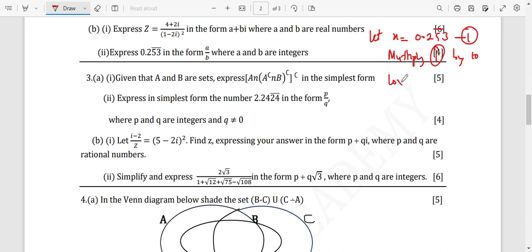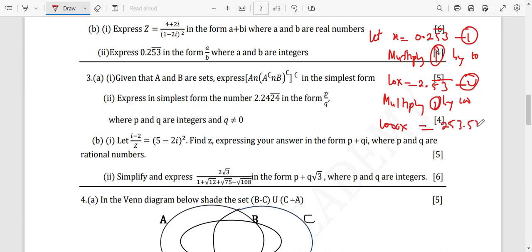So x times 10 will be 10x, and that will be equal to 2.53, the 53 repeating. This is equation 2. Equation 2, multiply it by 100 so that the decimal point goes behind the number repeating. So 100 times 10x will be 1000x, and that will be equal to 253.53. This will be equation 3.